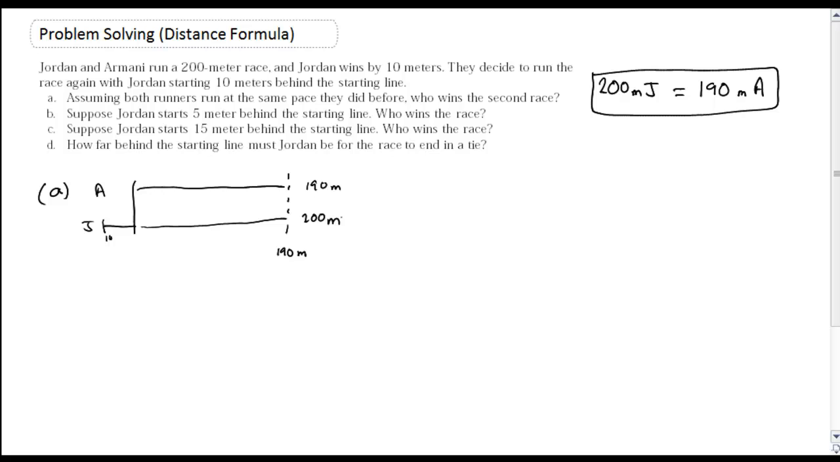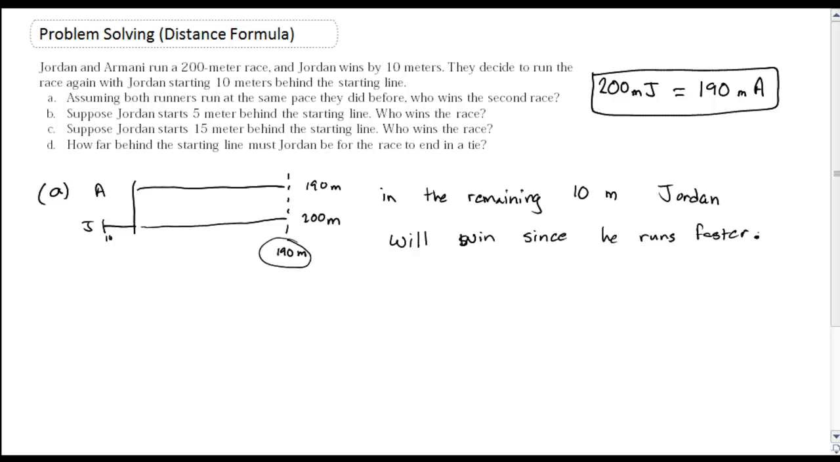Okay? But we know that Jordan can run 200 meters in the time that it takes Armani to run 190. So right now, at 190 meters out, they're actually tied. But who runs faster? Well, Jordan runs faster. So that means that in the remaining 10 meters, Jordan will win since he runs faster. Okay? So the idea, again, was I looked at it and I tried to somehow come back and relate to this original relationship.